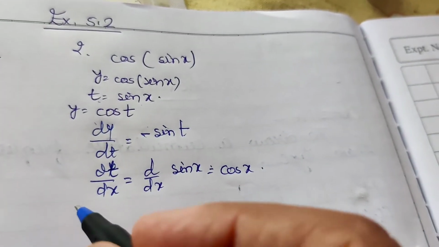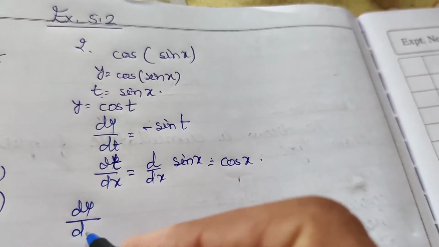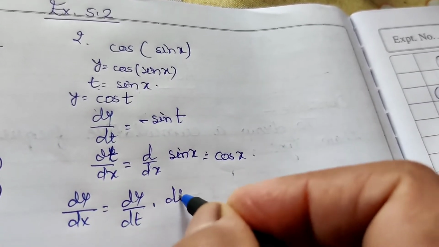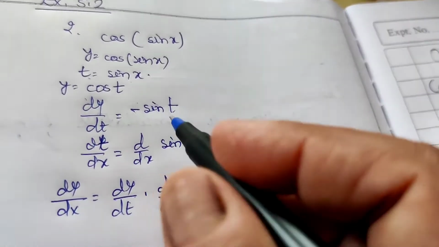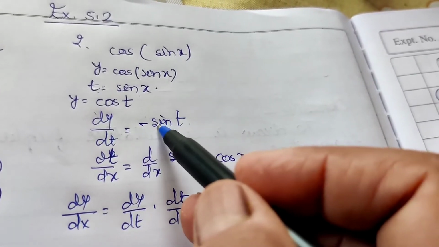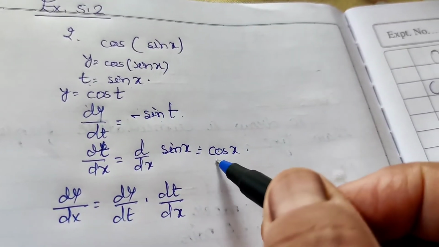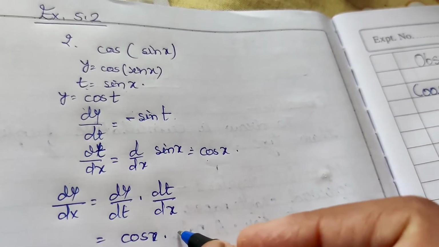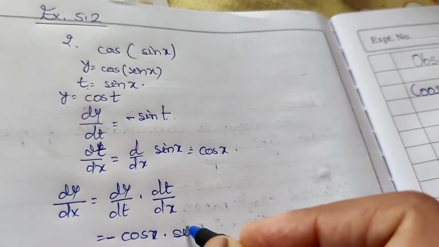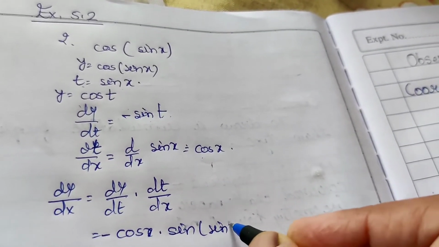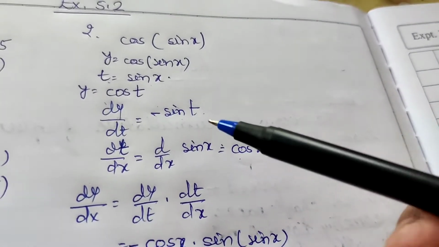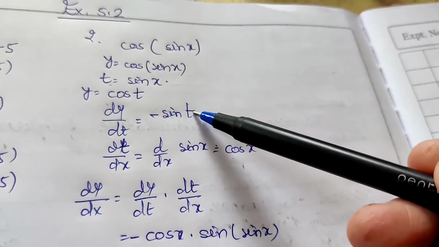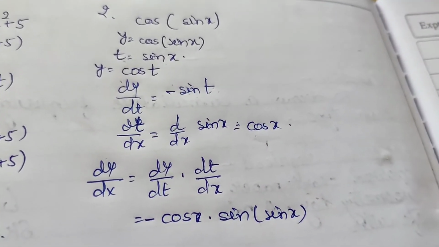Now dy over dx equal to dy over dt into dt over dx. dy over dt is minus sin t, it means minus sin x, and dt over dx is equal to cos x. The answer is minus cos x sin(sin x). Minus sin t equal to minus sin(sin x), and cos x.